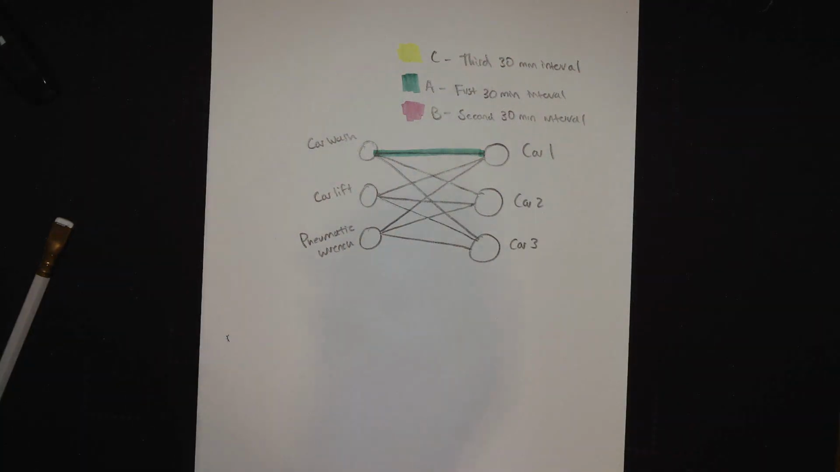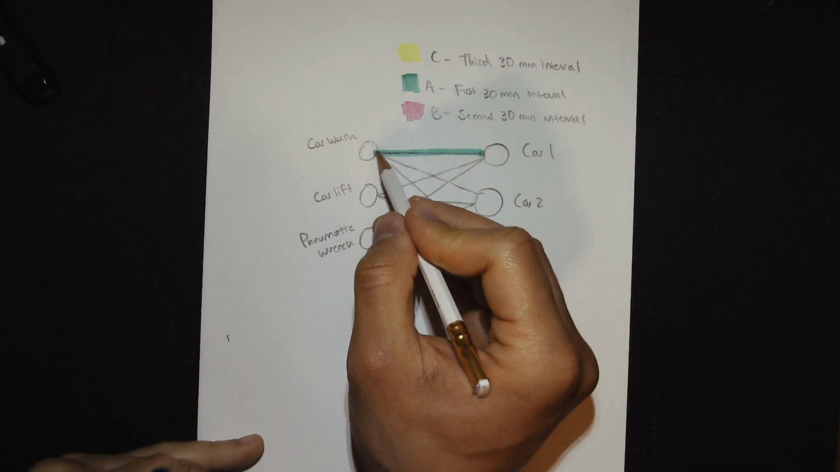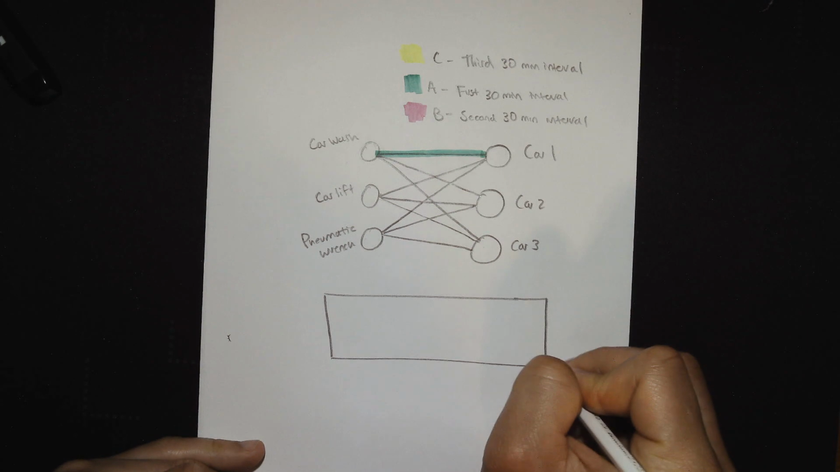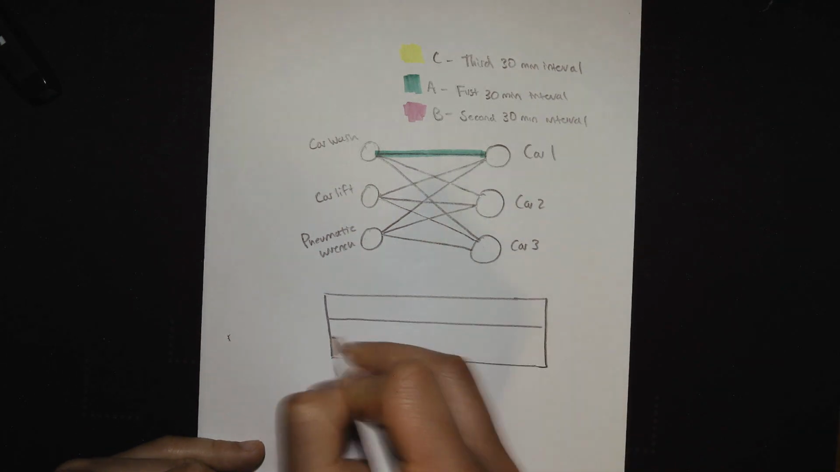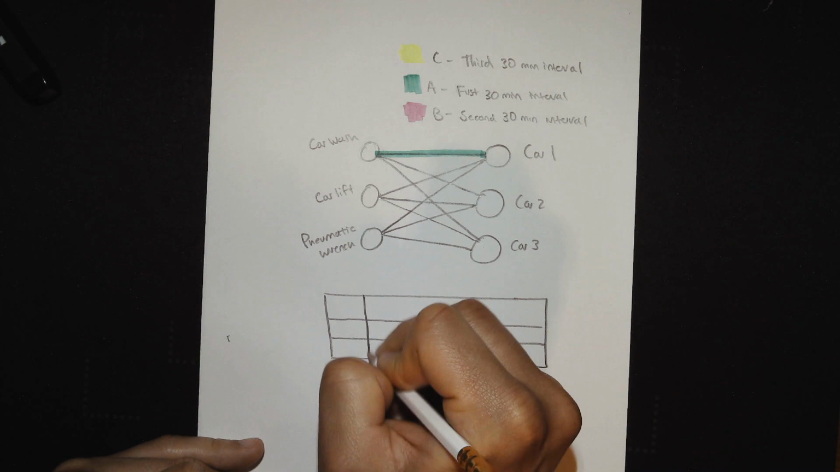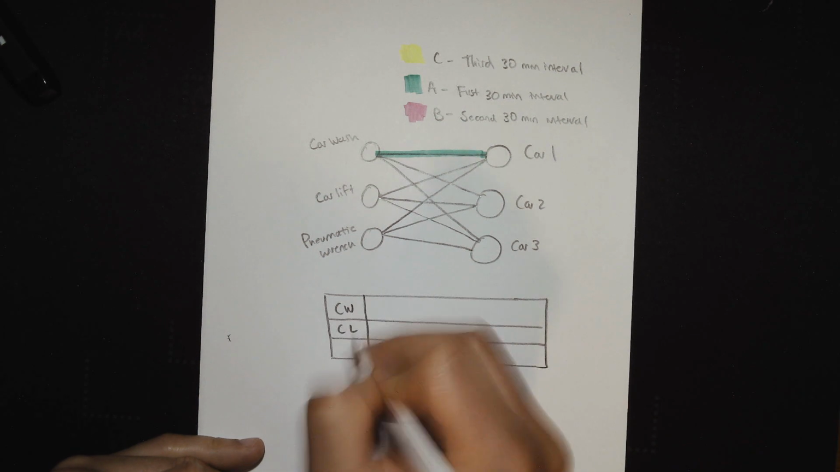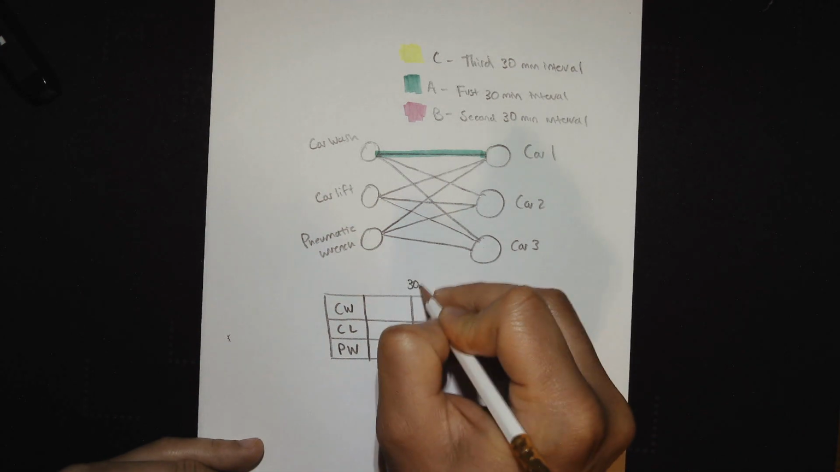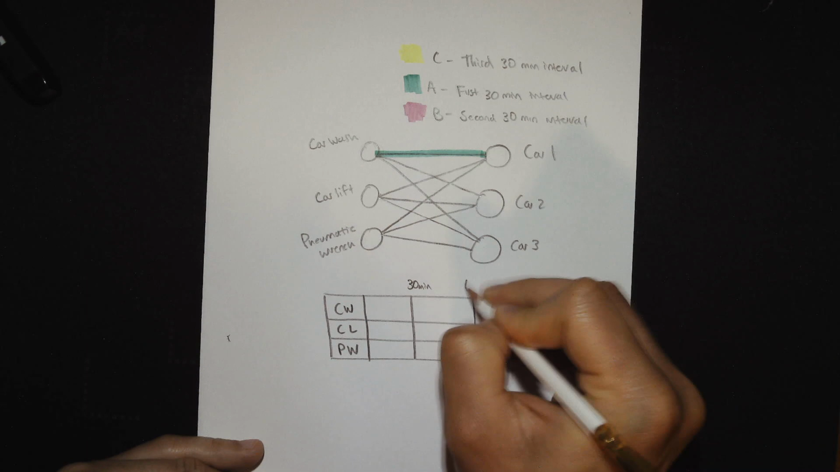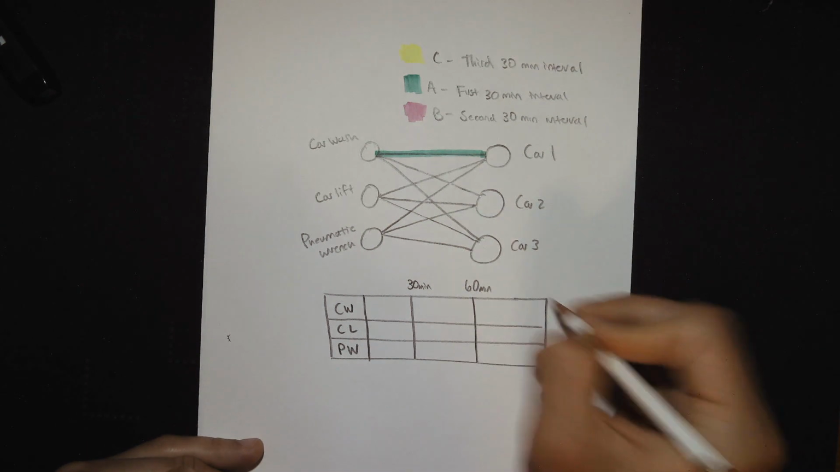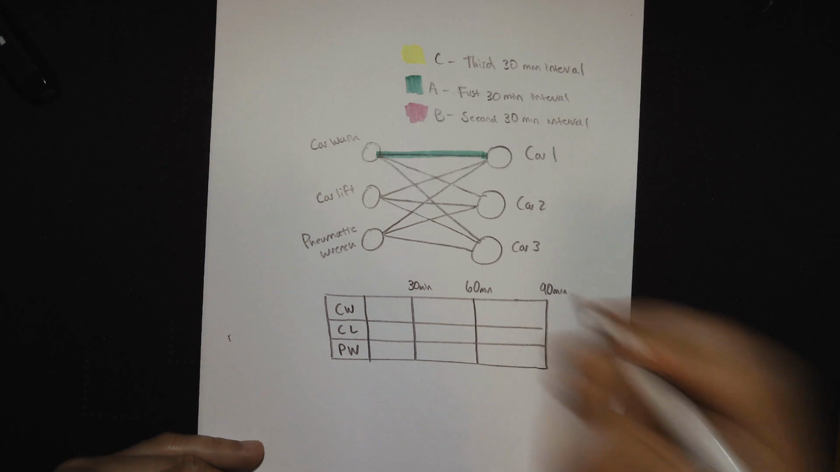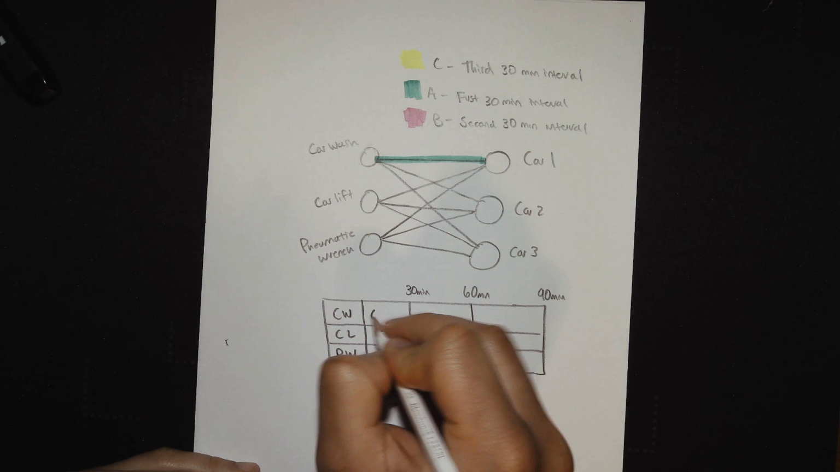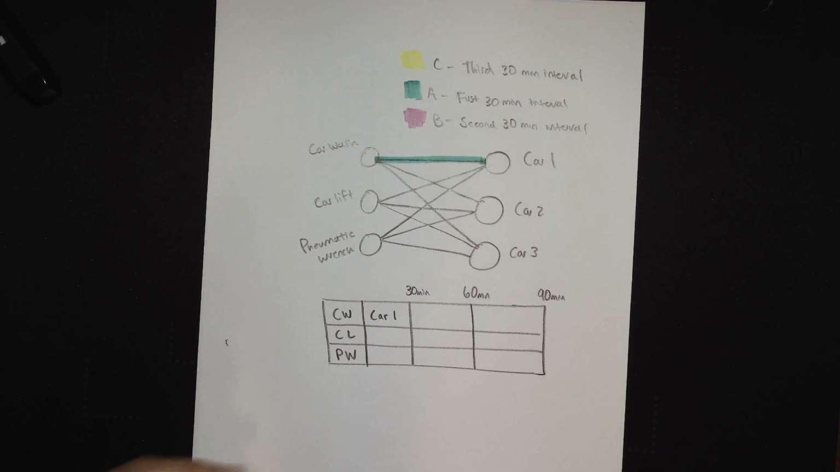So what we're looking for in this problem, right, so coloring this green means that in our scheduling here, if we have each of the machines and we're trying to schedule their timeout, car wash, car lift, pneumatic wrench, and this is the first 30 minutes, this is the second 30 minutes, and this is the last 30 minutes, then coloring this edge would mean that the car wash is working on car 1 during the first 30 minutes.